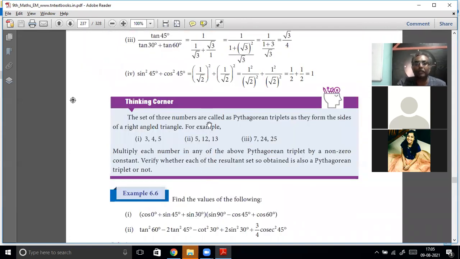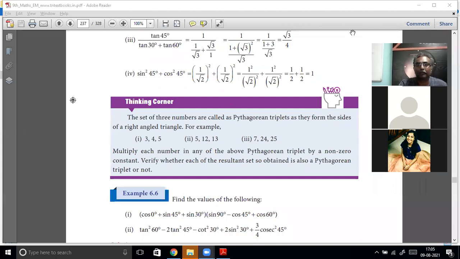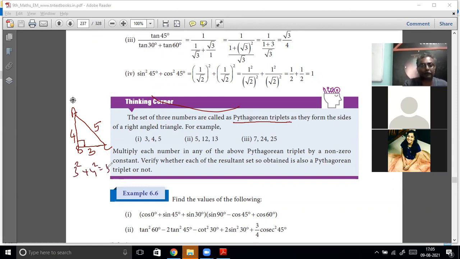The set of three numbers are called Pythagorean triplets as they form the sides of a right angle triangle. 3, 4, and 5. How does it form a right angle triangle? There is a right angle triangle with sides 5, 3, 4. This is A, this is B, this is C. Why is it called a Pythagorean triplet? Because 3 squared plus 4 squared is equal to 5 squared. The square of the hypotenuse is equal to the sum of the squares of the other two sides. 9 plus 16 is equal to 25. That's why it's called Pythagorean.